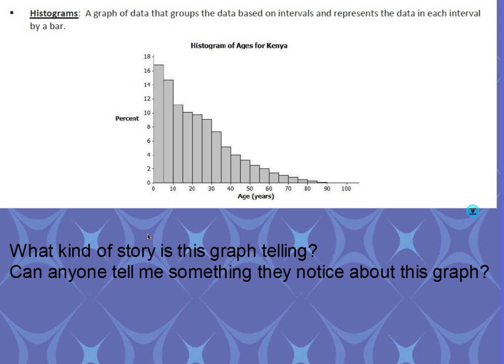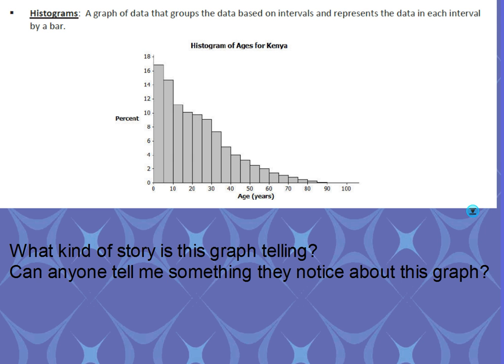Histogram. What is the name of it? Ages for Kenya. Do you think Kenya is a country or do you think Kenya is a person? A country. Alright, so Kenya is probably a country. What can we conclude about these lines? They get smaller. Do they die early? Maybe they move out.